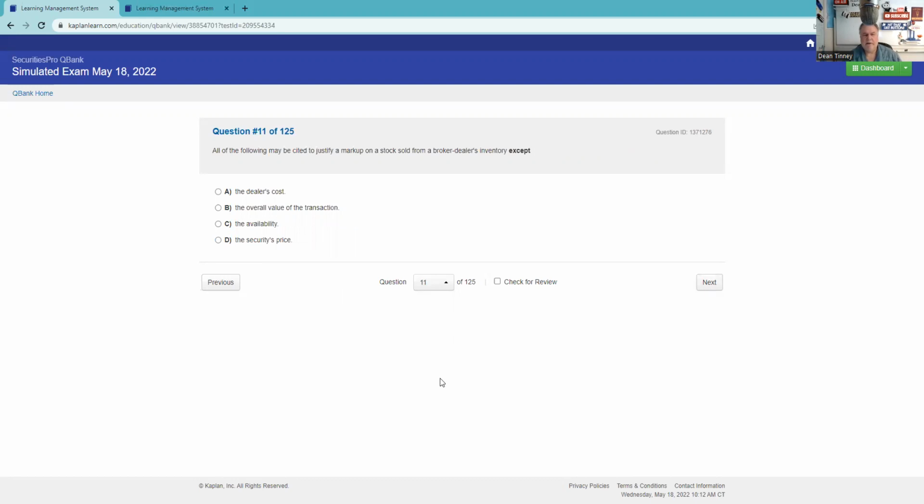All the following may be cited to justify a markup on a stock sold from a broker dealer's inventory, except. So, got to be careful on this one. The overall value of the transaction, the availability of securities, price. My dealer's cost, it's got to be a competitive price, not based on what my dealer cost is. I mean, that would mean I'm never going to lose money on my inventory, right? So the answer here is going to be A.